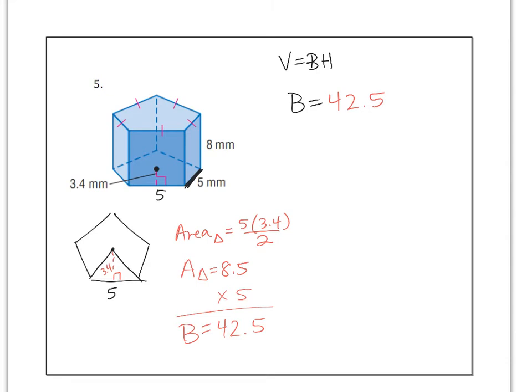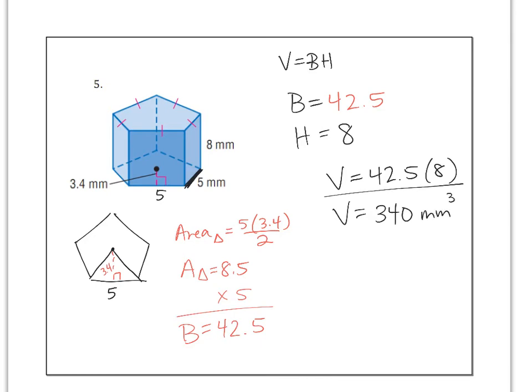That wasn't so bad. Okay, next we have to find the height. The height is the distance between the bases. In this case, the distance between the 2 pentagons is the 8. 8 is the height of the prism. So volume equals 42.5 times 8. And that comes out to be 340. And then think about your label. It's a volume, so it's millimeters cubed, to the 3rd power.